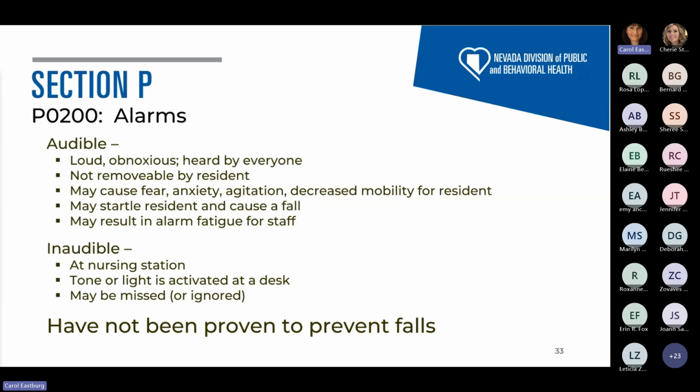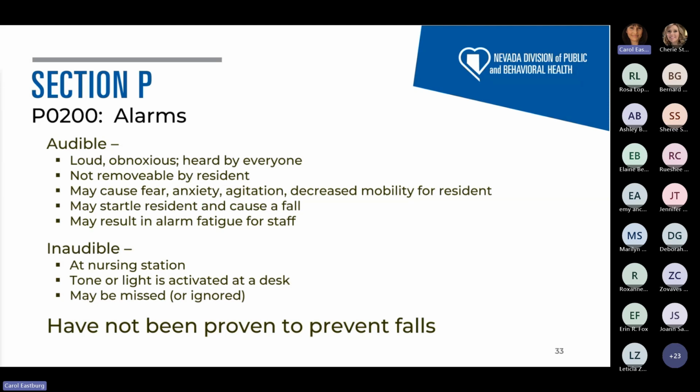Inaudible alarms, on the other hand, do cut down on the ambient noise when they ring or cause a light to go on at the nursing station, which usually have a volume control, and I've seen them be turned down so that nothing can be heard. But if no one happens to be at the nursing station at the time, the alarm goes unanswered. And again, the resident may experience injury. Also, they may be ignored.